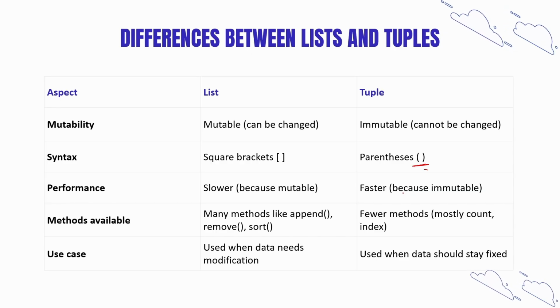Then methods available. Many methods like append, remove, sort are present in lists. And in the case of tuples, there are count and index. These are 2 methods that are present for tuples. Use case: lists are used when data needs modification, tuples are used when data should stay fixed. Okay, so tuples are majorly used when the data should stay fixed because tuples are immutable in nature.